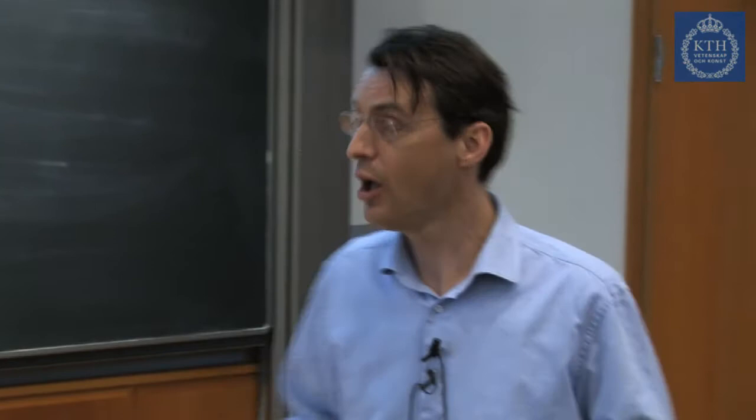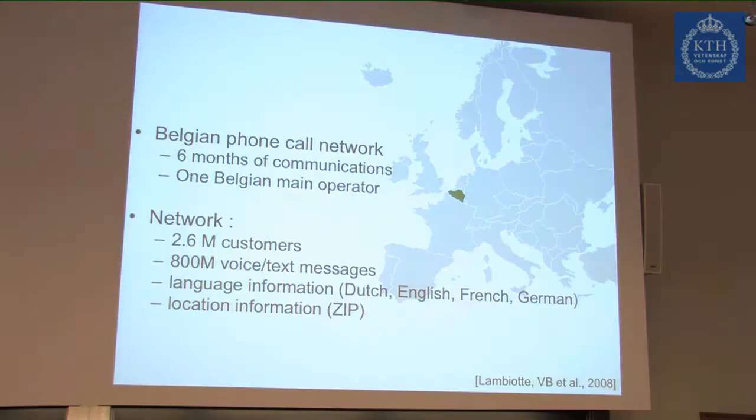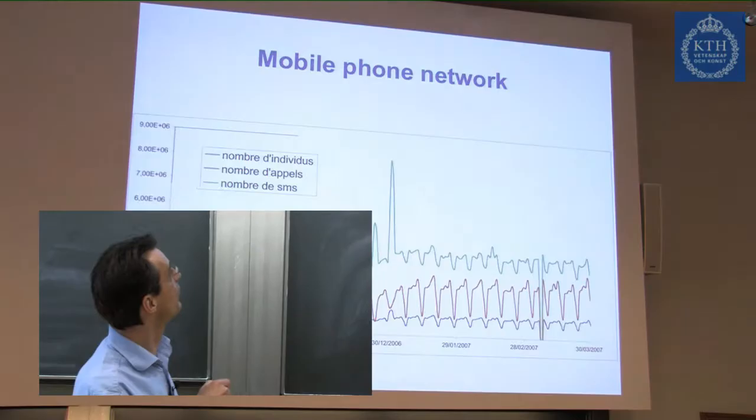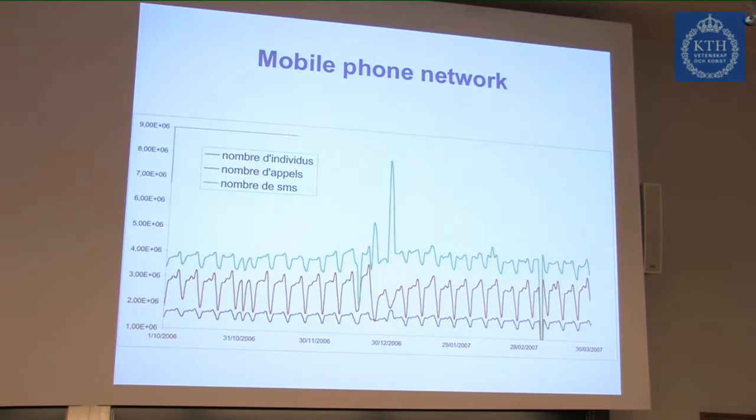Okay, let me now describe what we got out of that method and the communities we got from a particular network that was constructed on a mobile phone. The mobile phone data we have is for one country, for Belgium. It has about 2.5 million customers, and these are the figures that we have for the data set. So if you look at the evolution over that period of time of the data set, this is an indication of the number of text messages and the number of people involved, and the number of voice communications and the number of people involved.